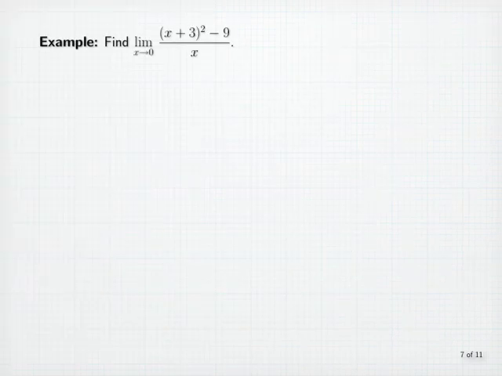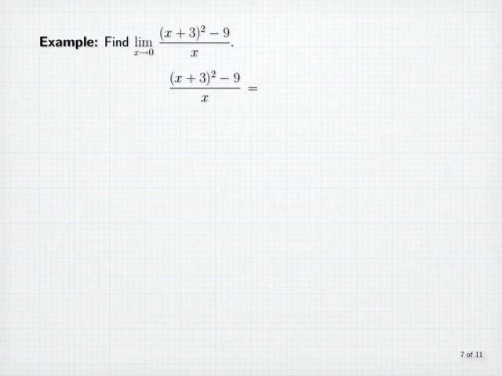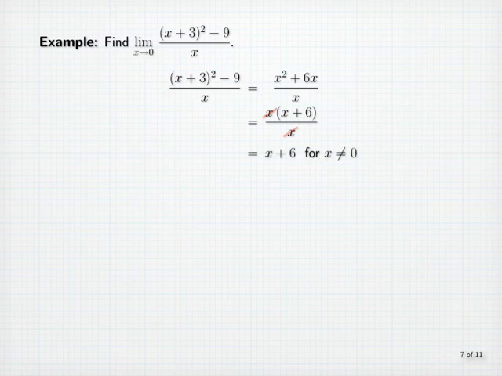Another example. Let's find the limit as x approaches 0 of x plus 3 squared minus 9 divided by x. Again, we begin by simplifying. We expand the product in the numerator to obtain x squared plus 6x plus 9 minus 9 divided by x. Notice now that x is a factor of the numerator, so we can cancel the x and conclude that the original function agrees with x plus 6 for all x other than 0.